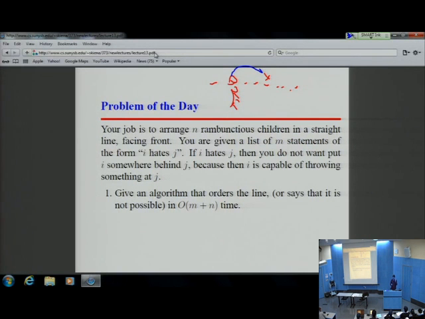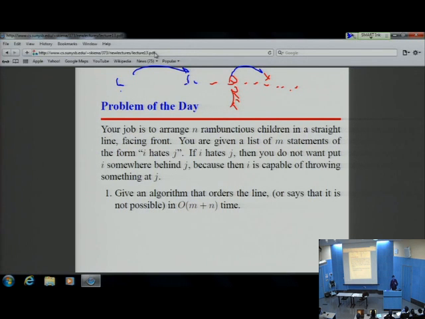There's an edge. If I hate you, that is a directed edge. And you're claiming if I do a topological sort, then all edges go from left to right, if I hate you. What is the right order for the teacher to arrange the kids? Reverse it, right?